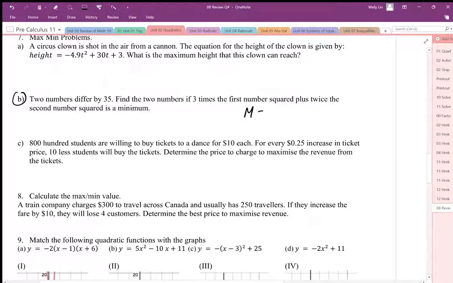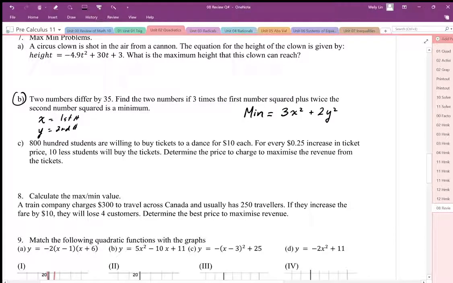In this case, we need a minimum value, and the calculation is going to involve the two numbers. So I'm going to let x equal the first number and y equal the second to start. Okay, so we end up with 3 times the first number squared, so 3x squared, plus twice the second number squared, 2y squared, and that's going to be our minimum value.